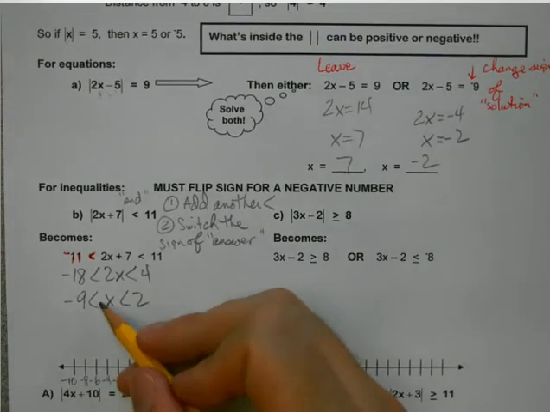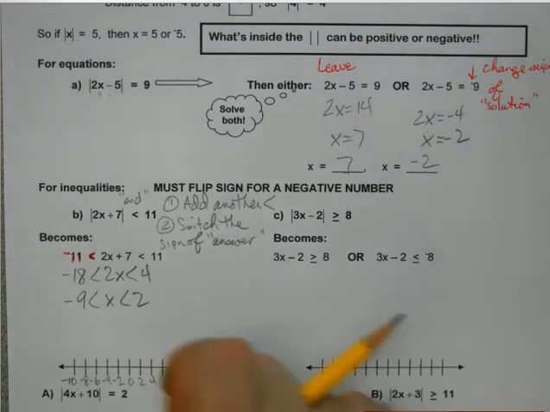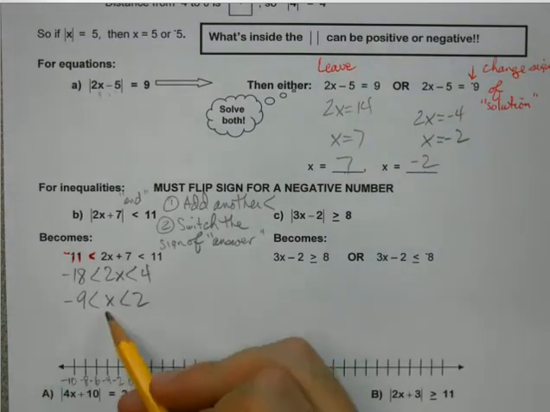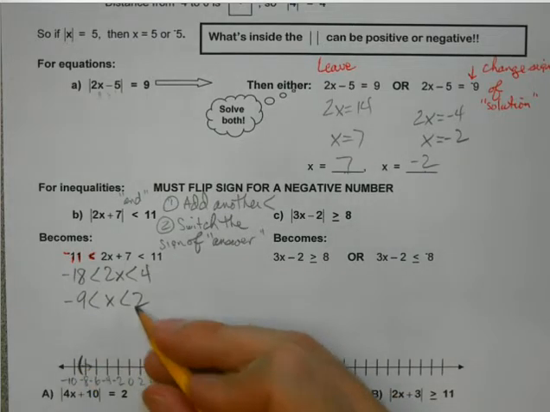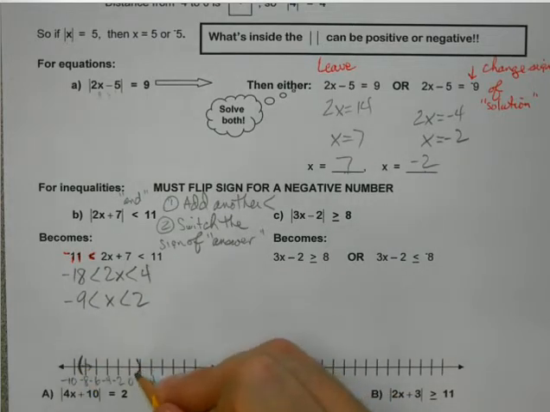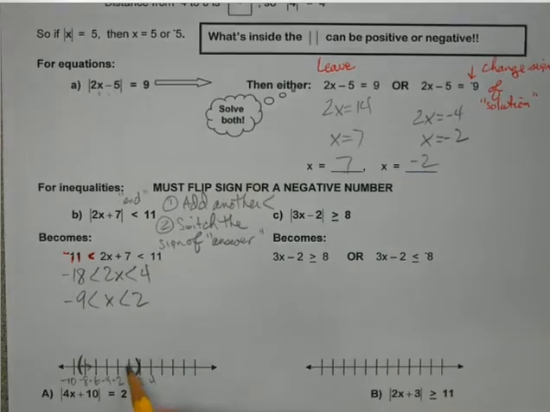And again, with these, they're typically going to come in towards the middle. So x is greater than negative 9 would be going to the right. X is less than 2 is going to be coming from the left. We color in the middle.